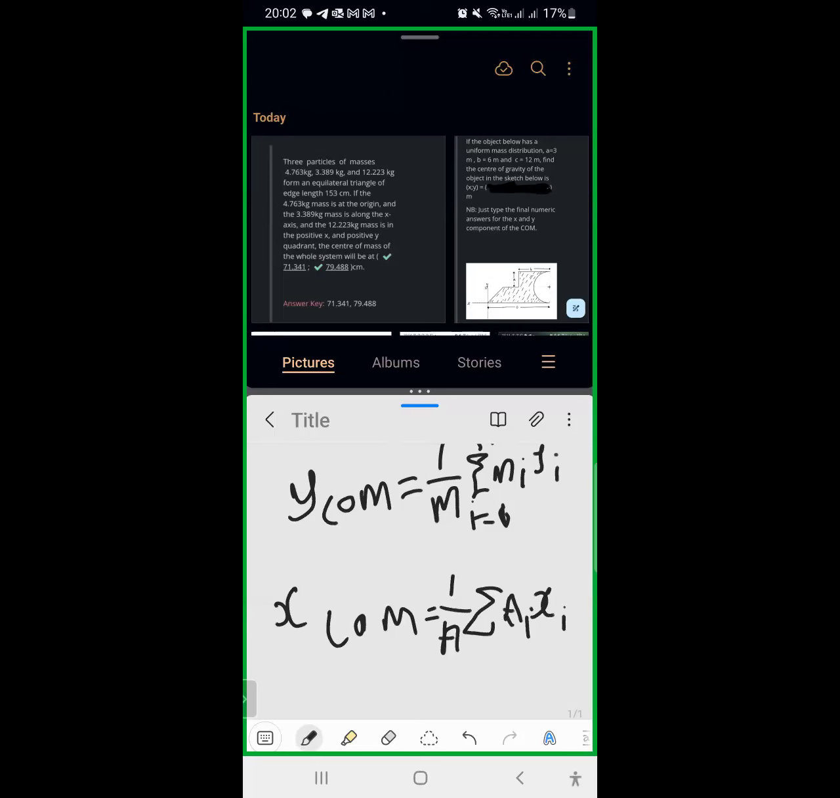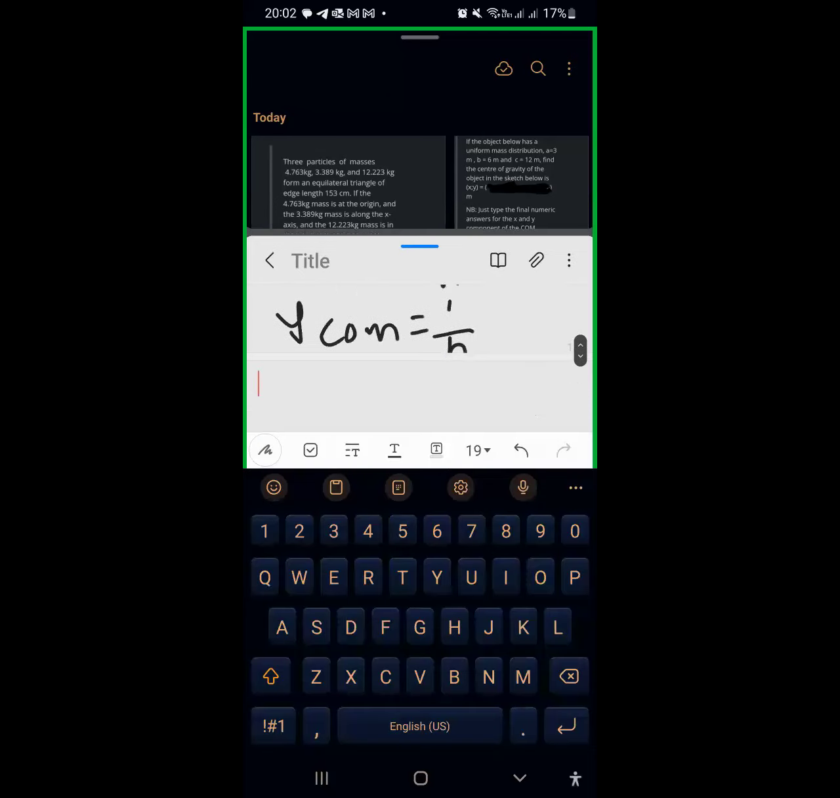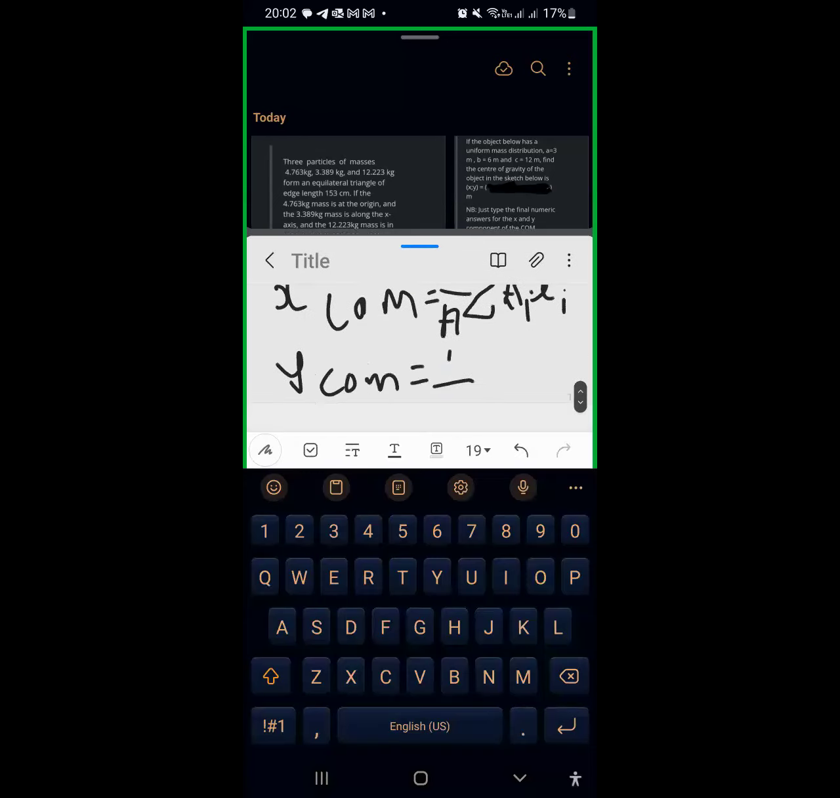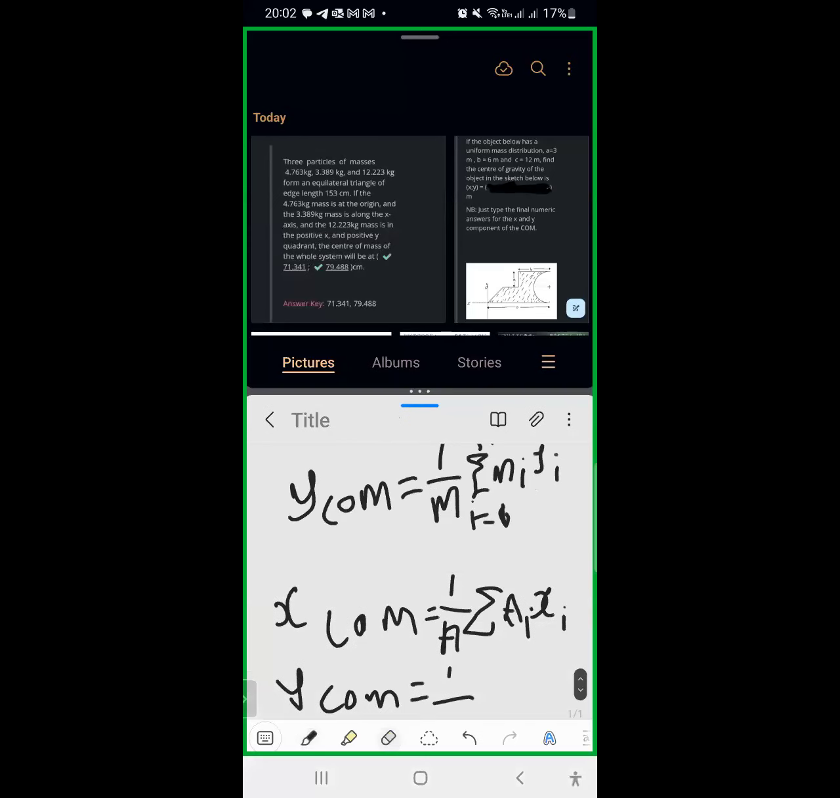And the y center of mass is given by 1 over the total area multiplied by the sum of the area of that shape multiplied by its y coordinate of the center of mass.